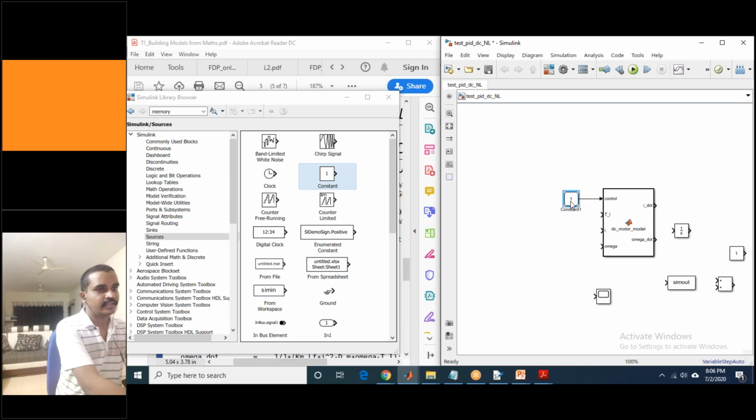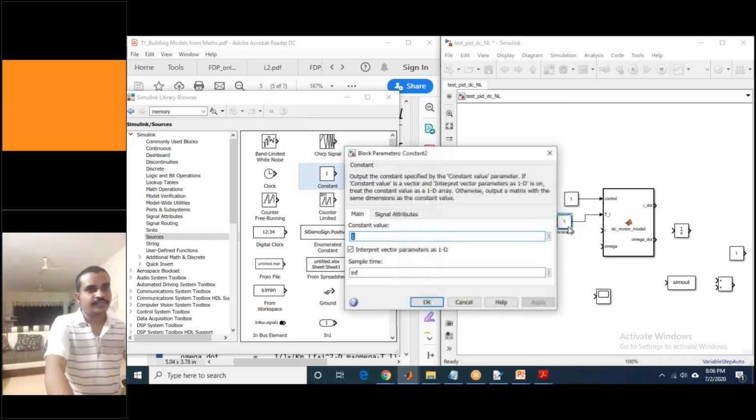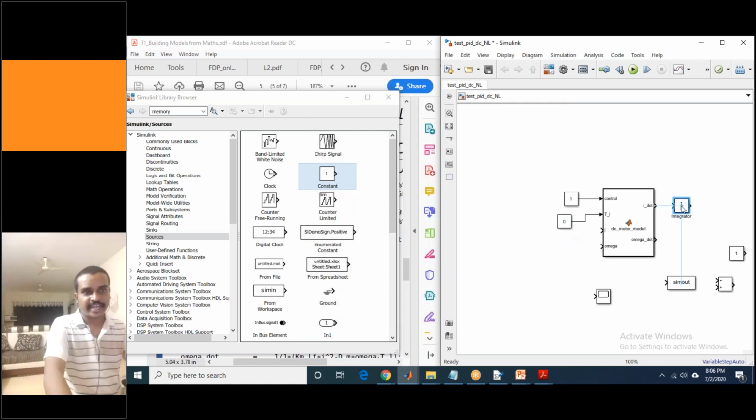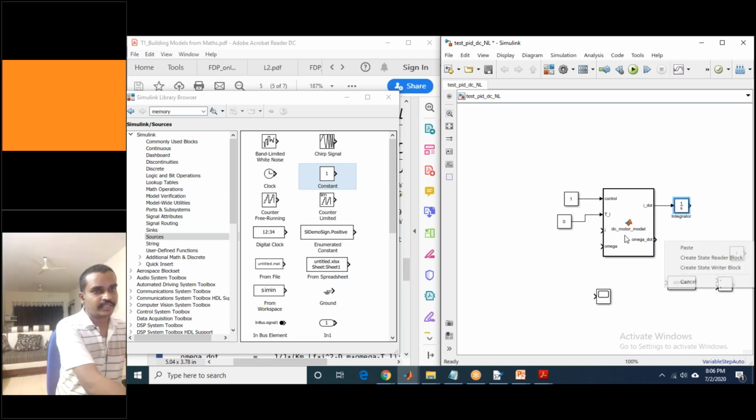This is one constant, the control input. You can type here whatever you want. And this is the load torque. I assume that this load torque is zero. You can set it as zero. And since you are getting I dot, if you integrate I dot, you'll get the I. So I'll be using this I from here. And again, I will copy one more here. I'll give this as a feedback here. We'll connect this here.